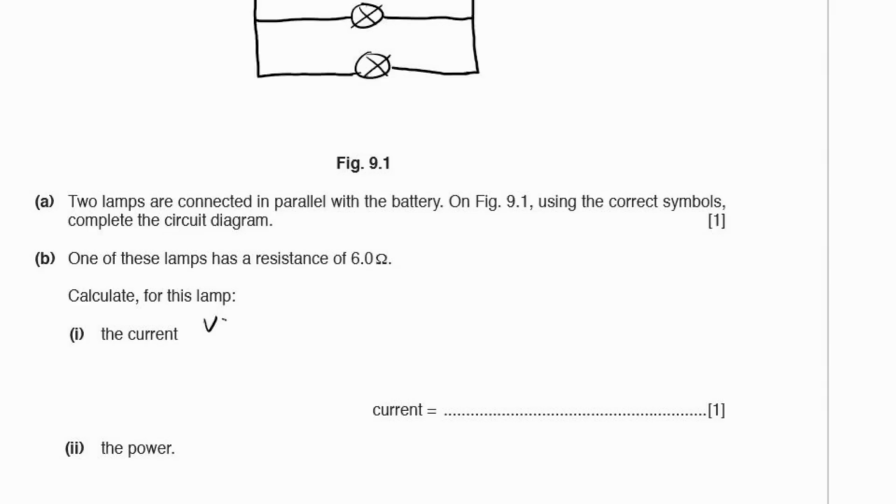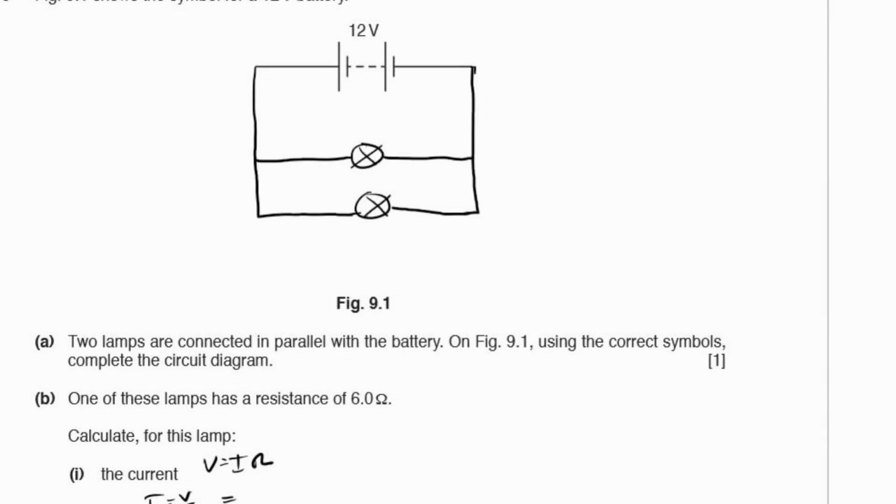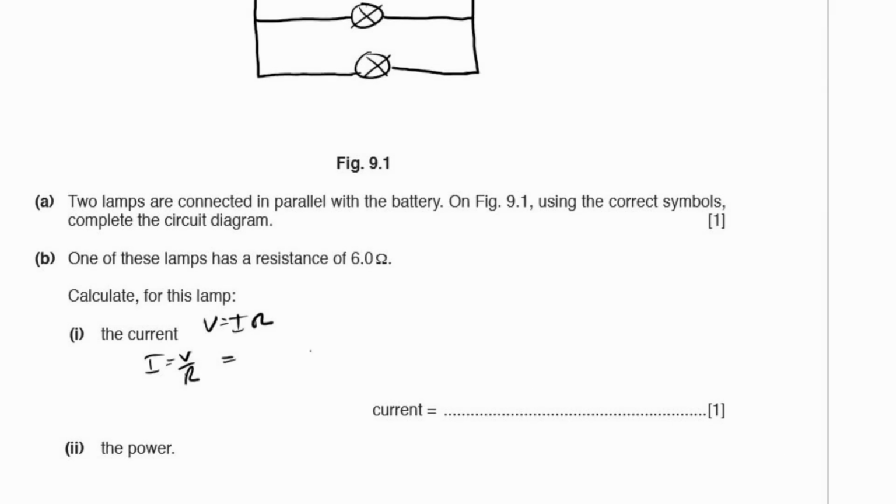Okay. V equals IR. So I equals V over R, which will then give me, what's the voltage? 12 volts. 12 volts divided by 6.0 ohms. 2 significant figures for each, so that's 2.0 amps.